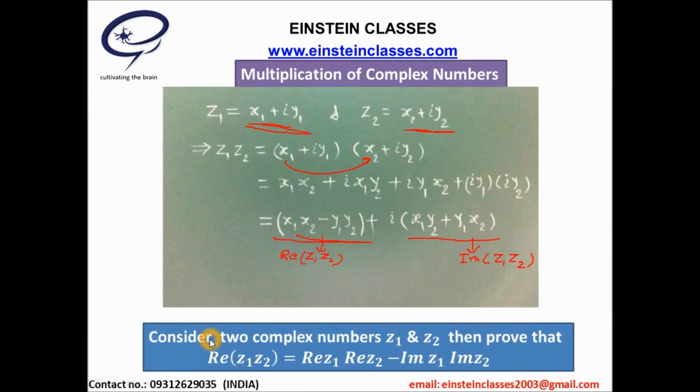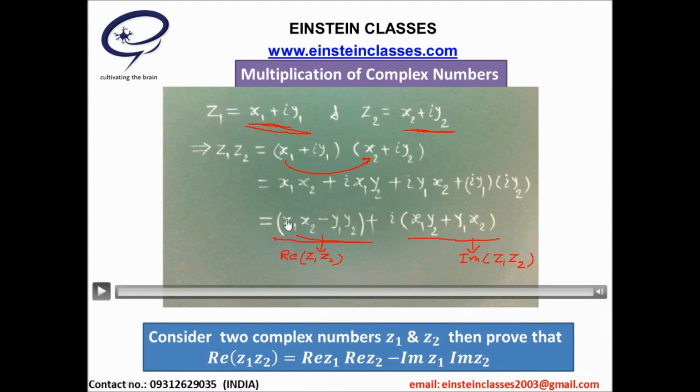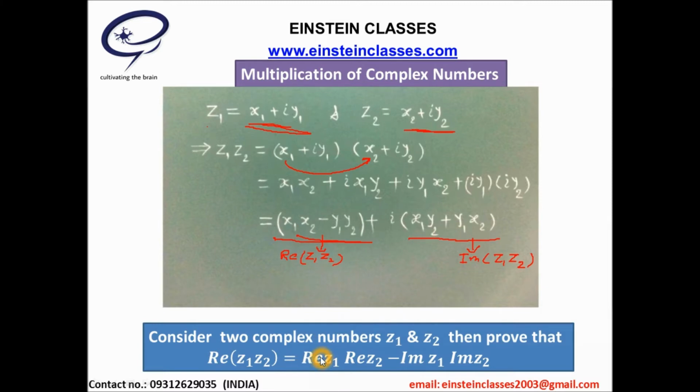Now solve this problem. We are considering two complex numbers z1 and z2, and we have to prove that the real part of the multiplication of two complex numbers will be real z1 into real z2 minus imaginary z1 into imaginary z2. This one is the x1, this one is the real z1, this one is the real z2, this one is the imaginary z1, this one is the imaginary z2. Hence the real part of z1 z2 will come out x1 into x2 minus y1 into y2, and this will be written as real z1 into real z2 minus imaginary z1 into imaginary z2, right?